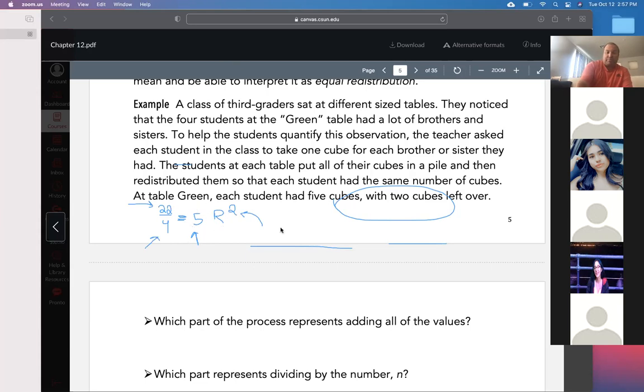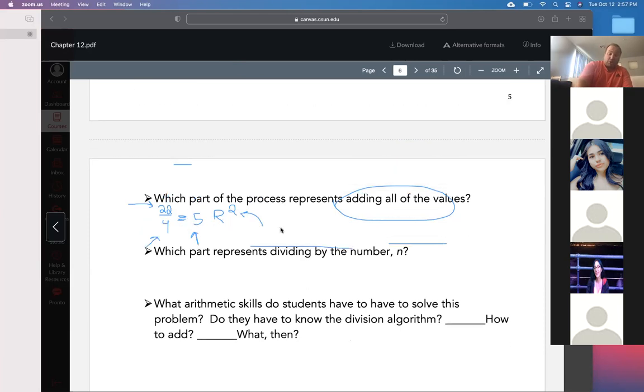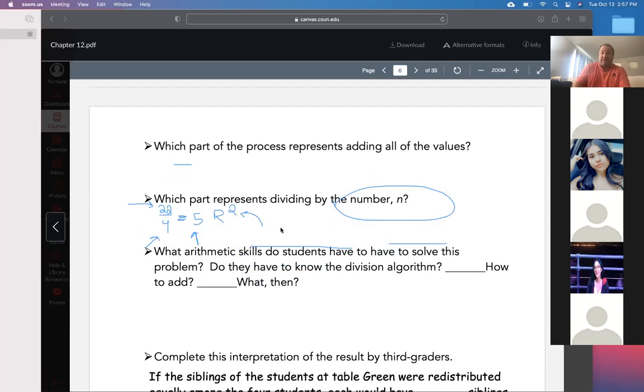Now, what arithmetic skills do students have to solve this problem? Do they have to know the division algorithm? In other words, do they have to know how to divide? How to add? If not, what do they need to do this? And the answer is, you don't really need to know how to divide or add. How hard is it to take all the cubes, put them in a pile, and then give 1 to each, and then 1 more to each, and then 1 more to each?